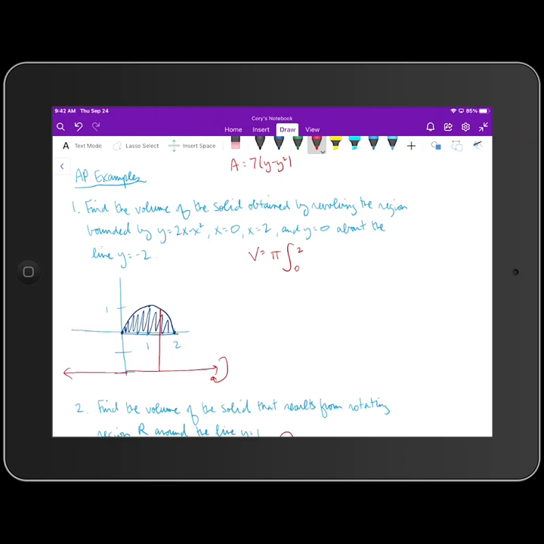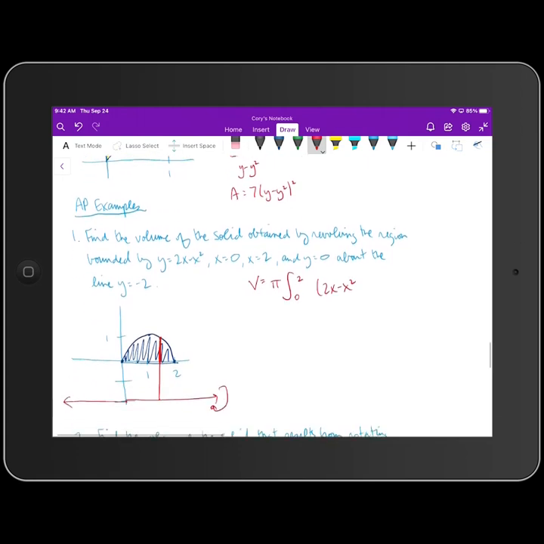Okay, well, the longer radius is going to be the distance from the line we are rotating about to the curve that's the furthest away. Okay, well, we know the distance from the curve to the x-axis is the function value, so that's 2x minus x squared.